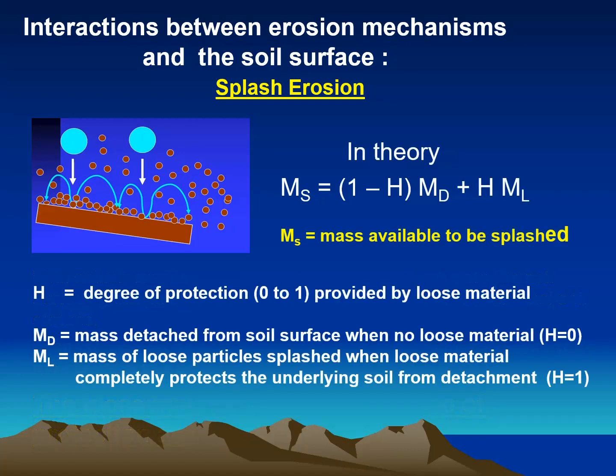The effect of protection by the loose material sitting on the surface is taken into account in this equation. H is the degree of protection provided by the loose material. Md is the mass detached from the soil surface when there is no loose material. Ml is the mass of loose material splashed when loose material completely protects the underlying soil surface.